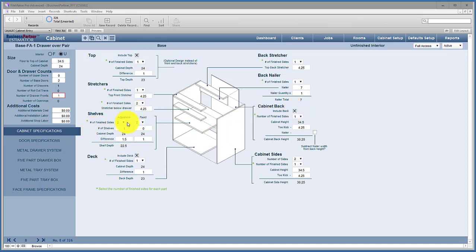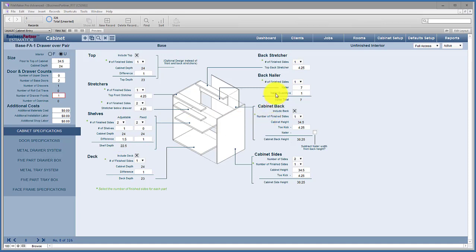For adjustable shelves and fixed shelves, you're telling us the number of shelves for the cabinet and then the difference in the depth of that shelf. So if the cabinet's 24 inches deep, how much shallower is the shelf than the cabinet? That helps us calculate the square footage of materials more accurately.